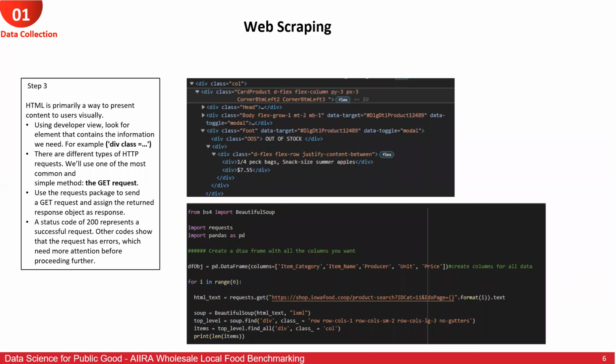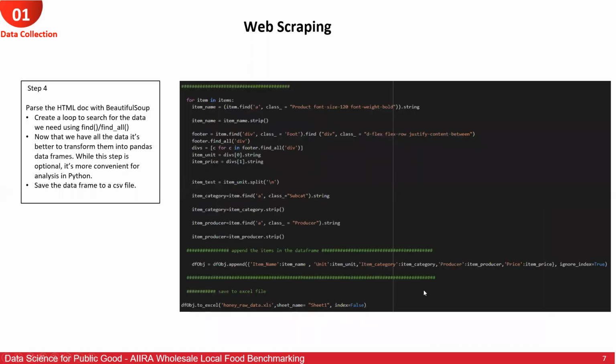The first thing we need to do is identify the HTML elements that we're trying to pull information out of. In the first picture on the right is the div class, and you can see the product information like snack size summer apples, and the price. We need to pull that information out. First we would get the information from the HTTP request from the URL. Then we would create a data frame of the categories that we want, like category name, item, producer, unit, and price.